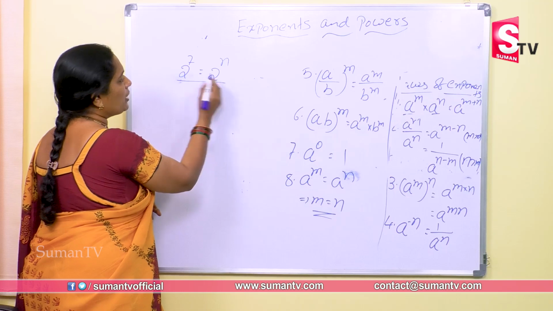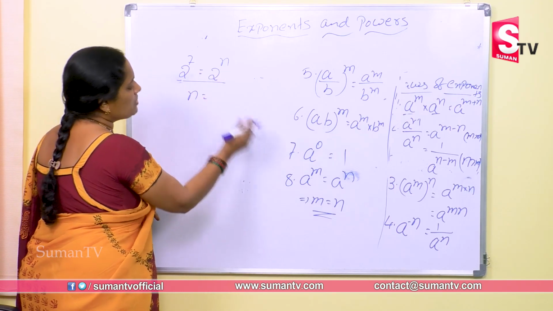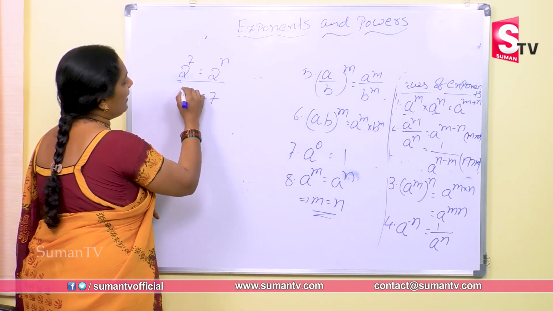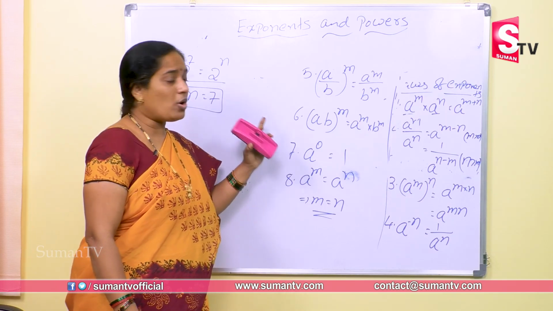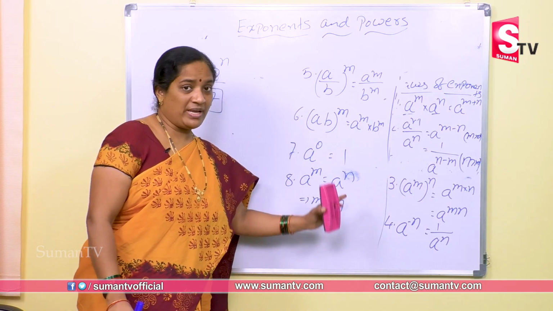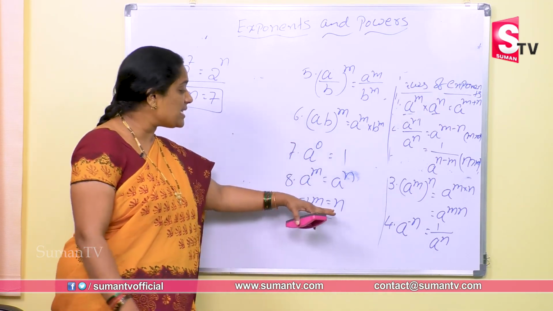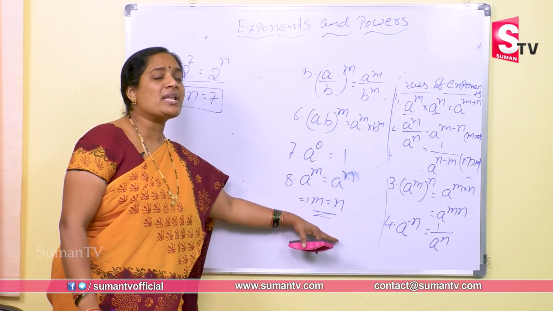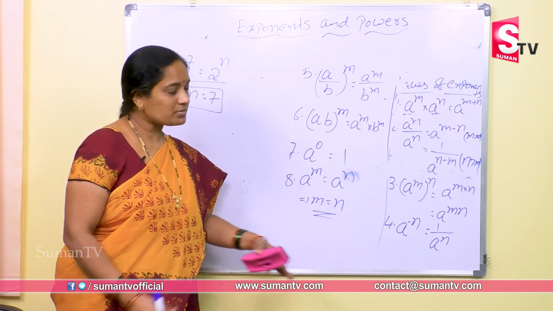Now, here two terms are equal with the same base. Then, according to this law, you can equate the exponents. Therefore, the value of n is equal to 7. So by using this formula, if any variable appears in the place of the exponent, you can apply this formula especially to find the value of the variable while solving the sums.